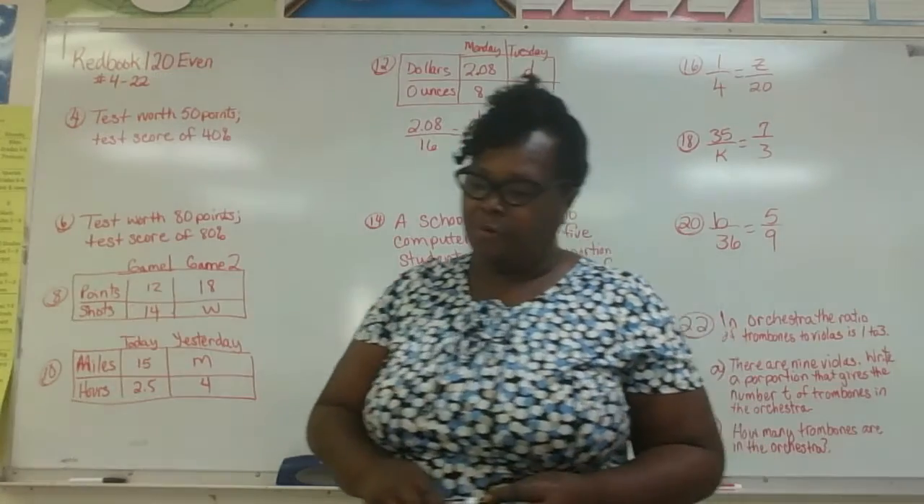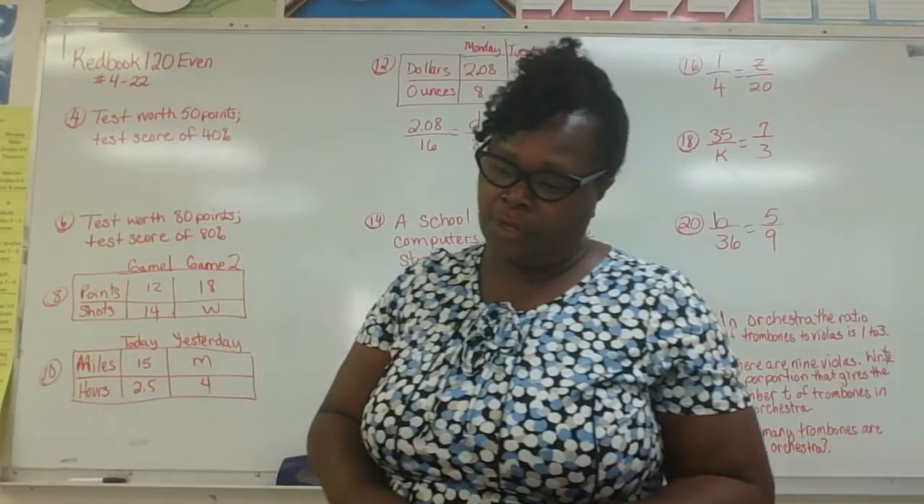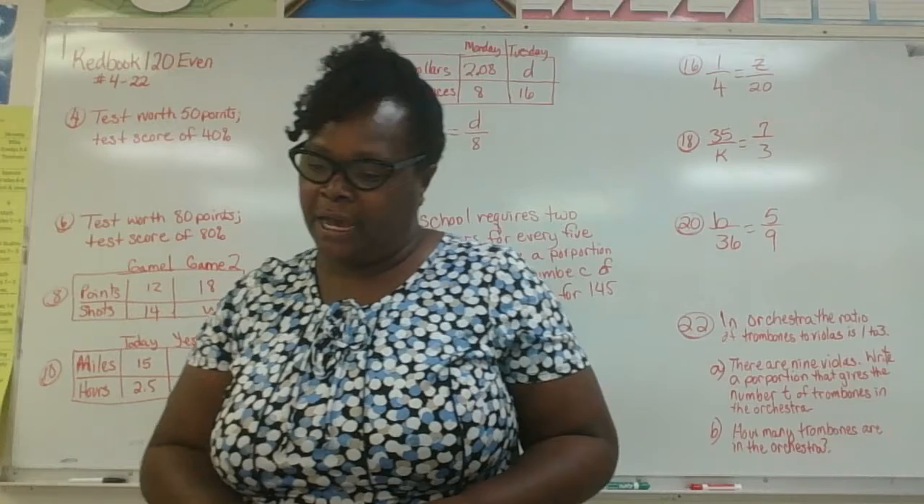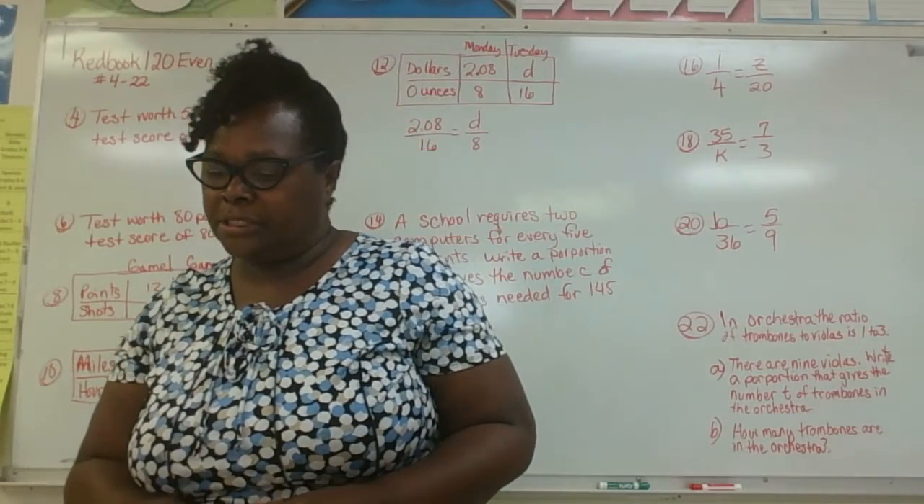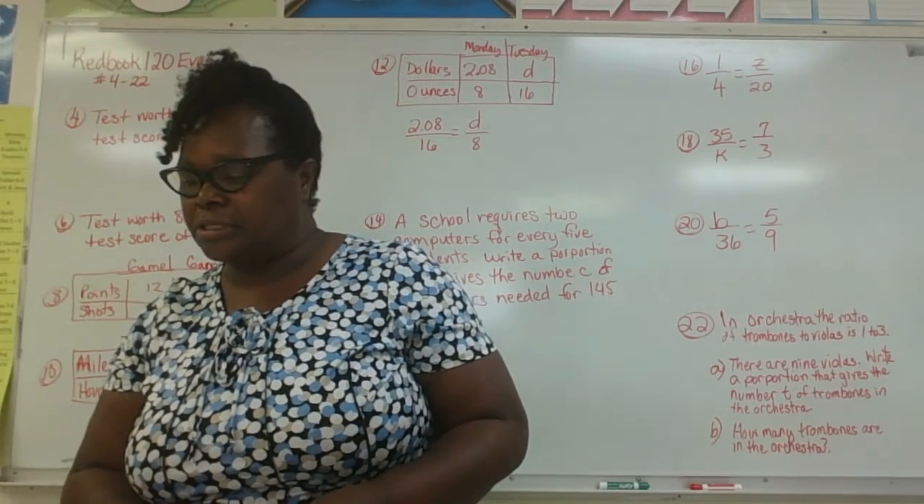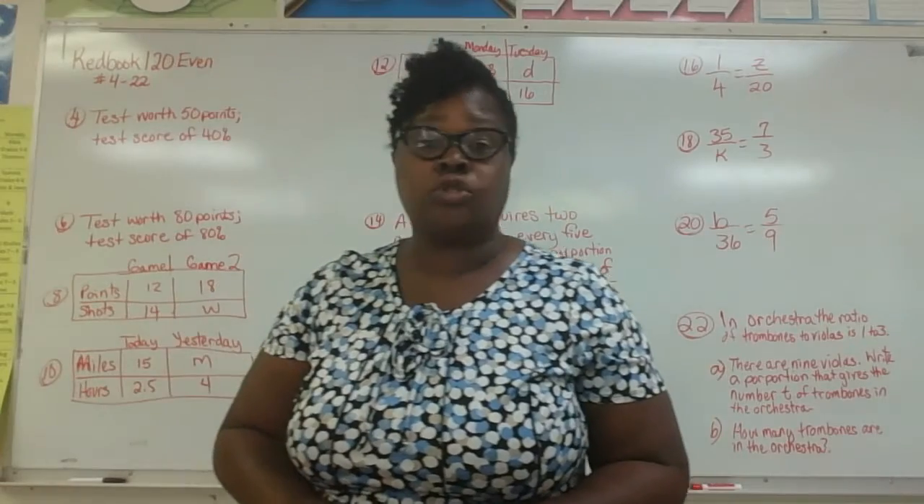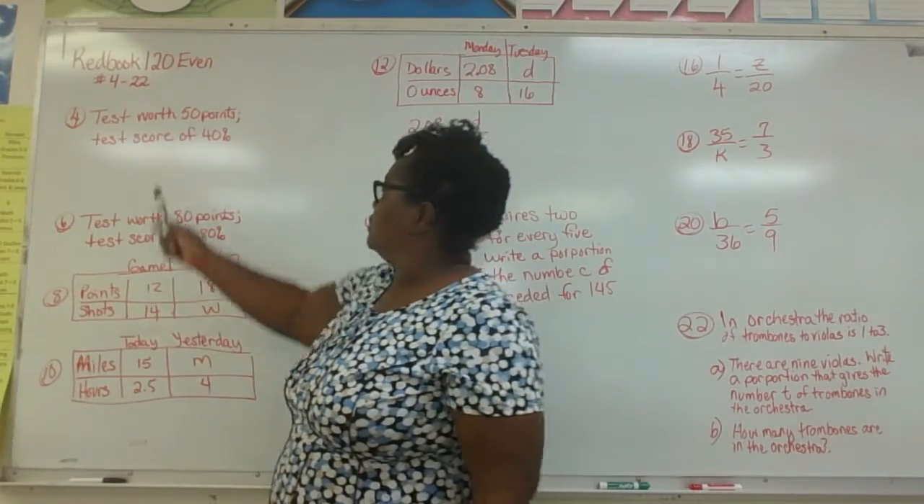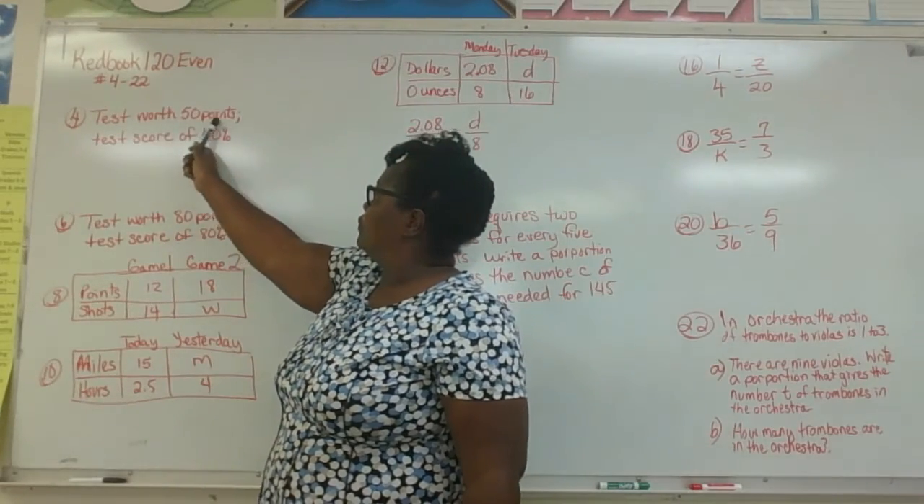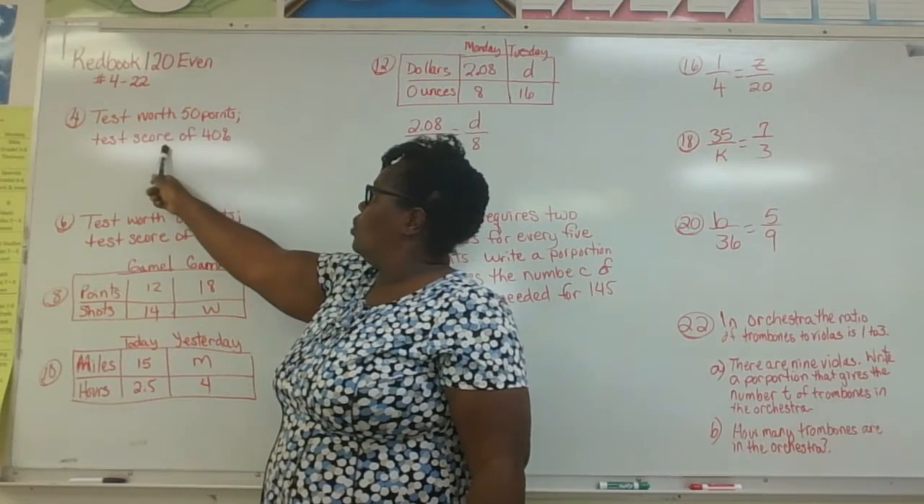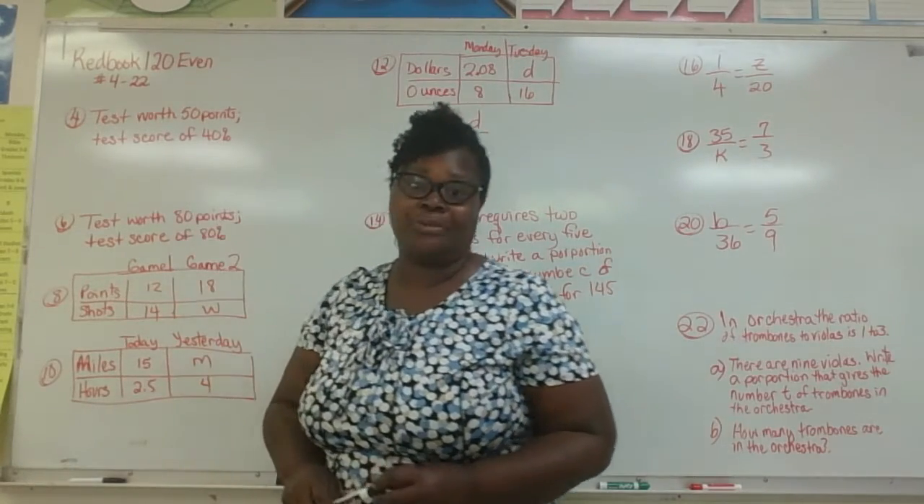In our book, number 4, it reads, write a proportion to find how many points a student needs to score on the test to get the given score. Okay? Now, the test here is worth 50 points, and the test score needs to be 40%.